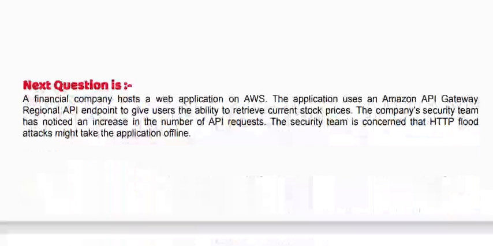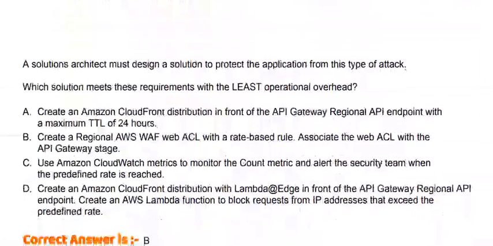Next question is, a financial company hosts a web application on AWS. The application uses an Amazon API Gateway regional API endpoint to give users the ability to retrieve current stock prices. The company's security team has noticed an increase in the number of API requests. The security team is concerned that HTTP flood attacks might take the application offline. A solutions architect must design a solution to protect the application from this type of attack.